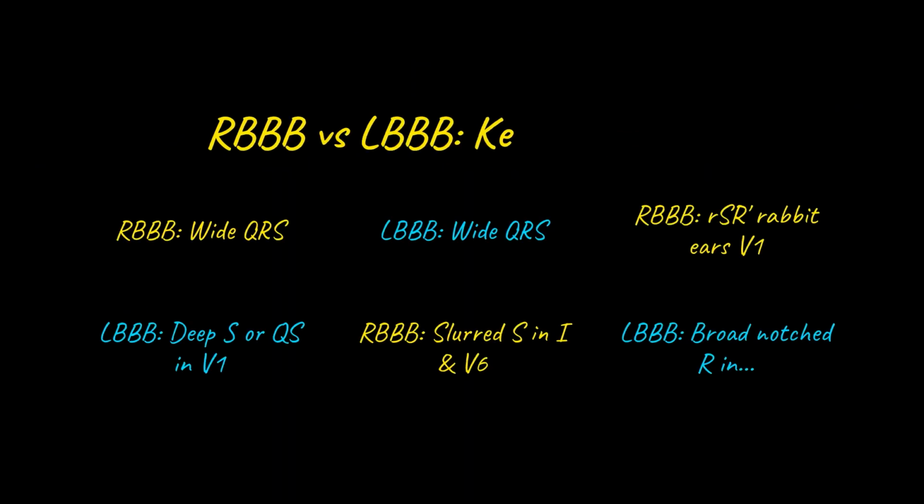First, a wide QRS greater than 120 milliseconds. Second, an RSR prime pattern in V1. The two upward deflections resemble rabbit ears. Third, a slurred S wave in lead 1 and V6 reflecting the late rightward depolarization vector.